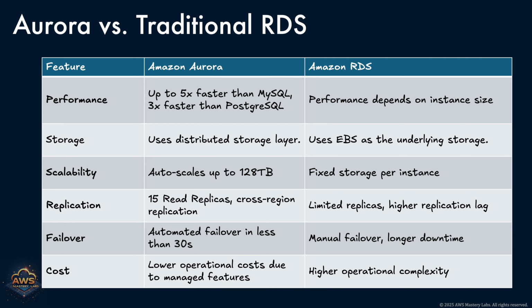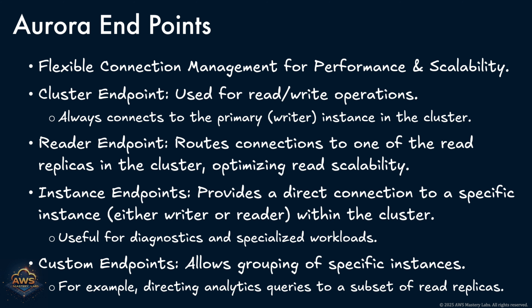One of the key strengths of Amazon Aurora lies in its flexible connection management, designed to optimize both performance and scalability across diverse workloads. At the center of this system is the cluster endpoint.